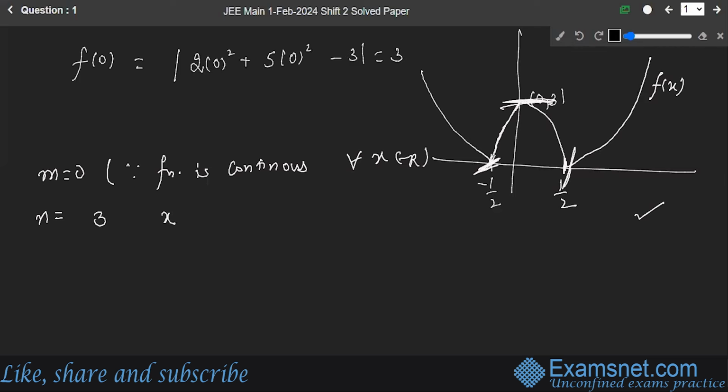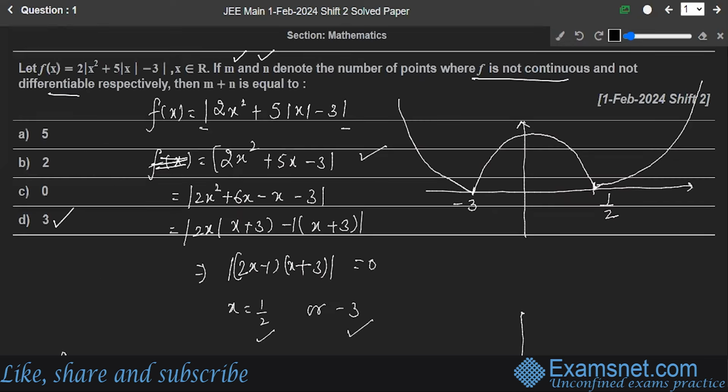Okay, that is when x is equal to minus 1 by 2 and x is equal to 0 and 1 by 2. Okay, these are the 3 points. So you have m is equal to 0, n is equal to 3. You have to find out m plus n, which is equal to 3. This is your answer. Option D. Hope you are clear with this. Let's move to the next question.